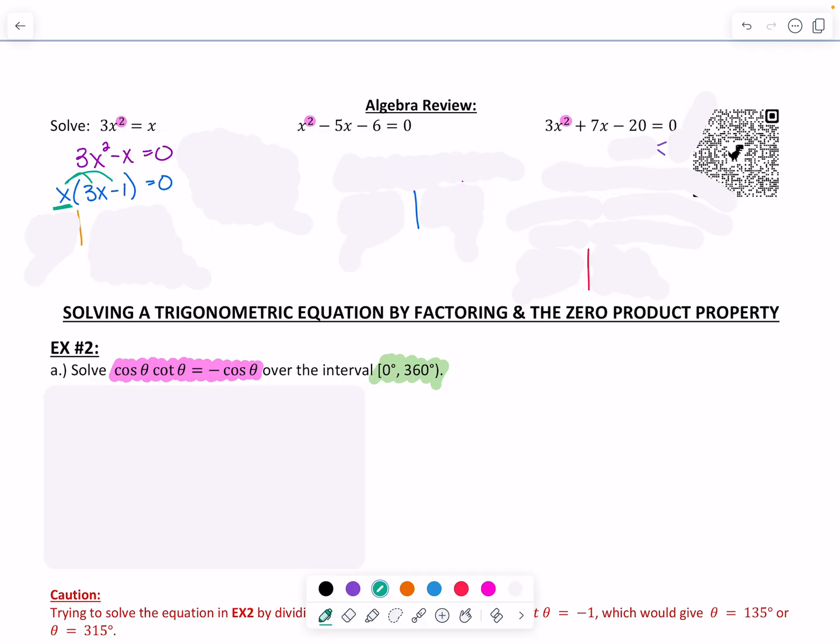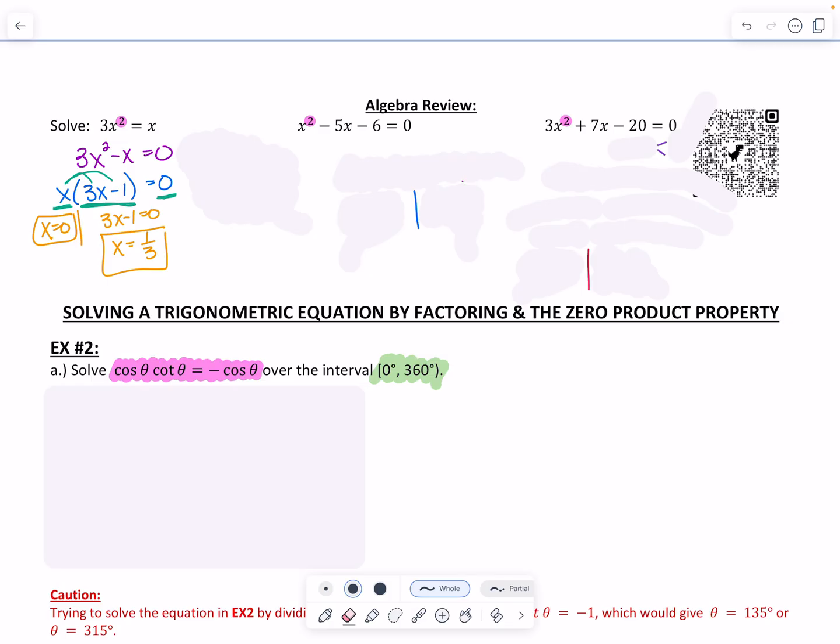Now, this says that x times 3x minus 1 should equal 0. I have two factors, two things being multiplied, where the answer is 0. If that's the case, either the first term, x, has to equal 0, or the second term, 3x minus 1, has to equal 0. What that allows me to do is set up two small equations and solve to find both of my solutions. I end up getting x equals 0, that would be a solution that satisfies this equation, or x equals 1/3, that would be a solution that also satisfies this original equation.